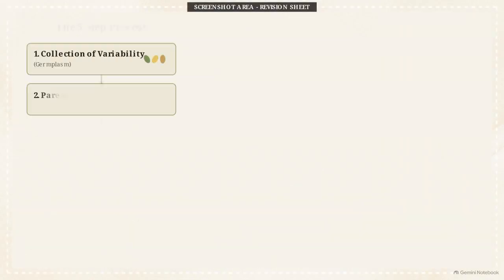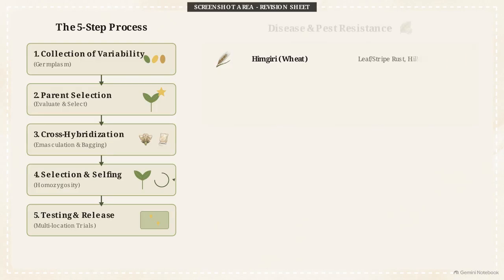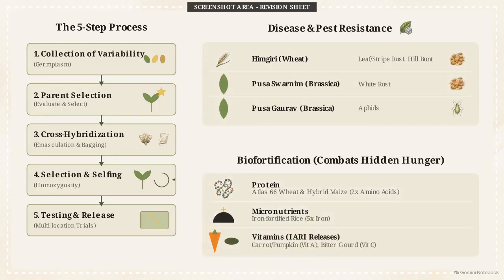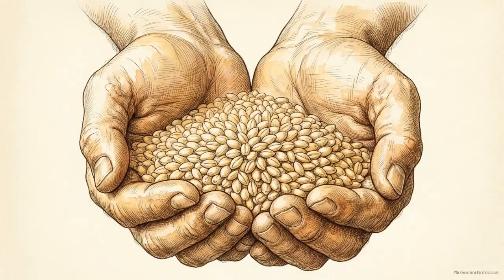Screenshot this summary. It combines the 5-step process, the resistance matrices, and the core biofortified crops into one revision sheet. Understanding these strategies is the key to mastering the science that maintains the global food supply.